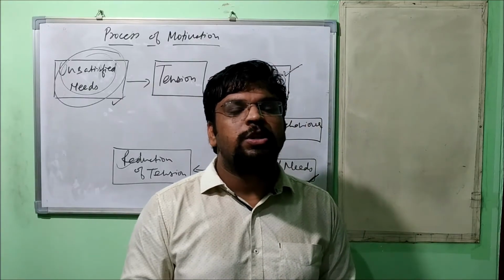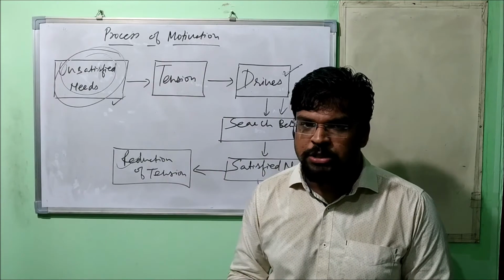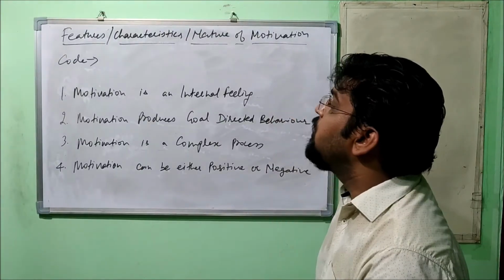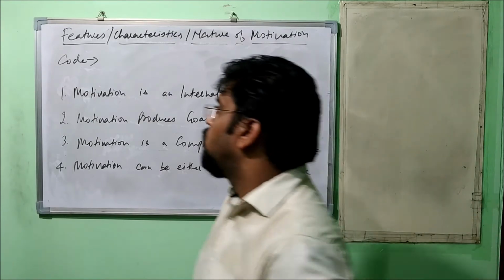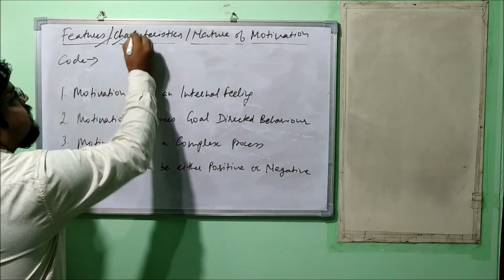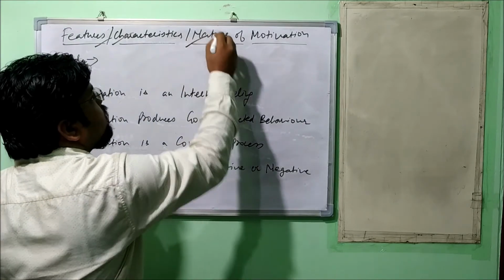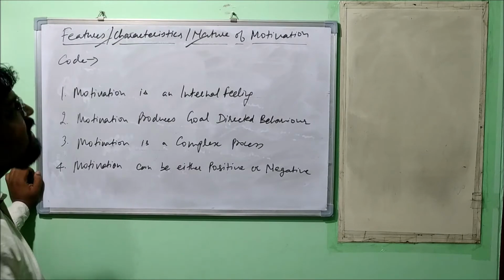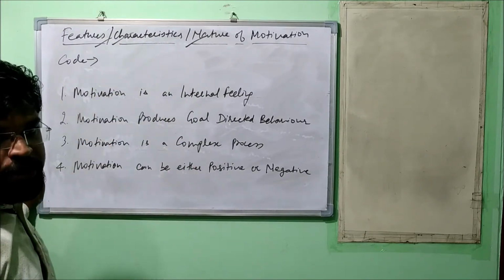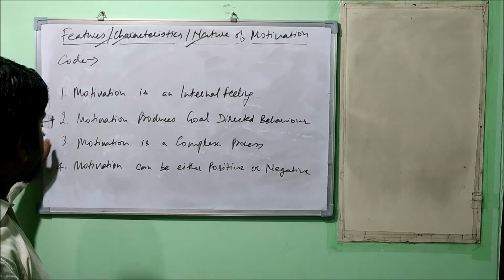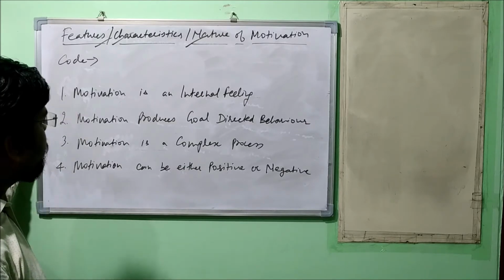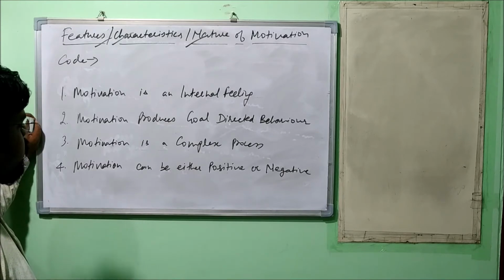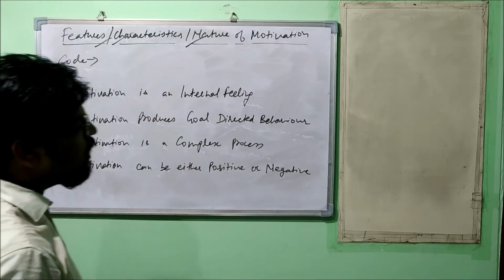So this was about the process of motivation, how it works. Now let's move on towards the features of motivation. Features of motivation, we can call them features, characteristics, or the nature of motivation. You have to be focused here, because the question in the exam can be asked either way. What are the features? Motivation is an internal feeling. Motivation produces goal-directed behavior. Motivation is a complex process, and motivation can be either positive or negative.